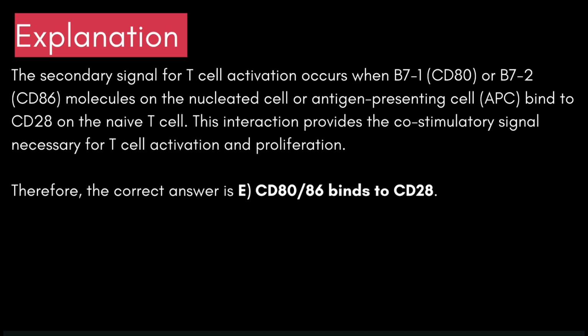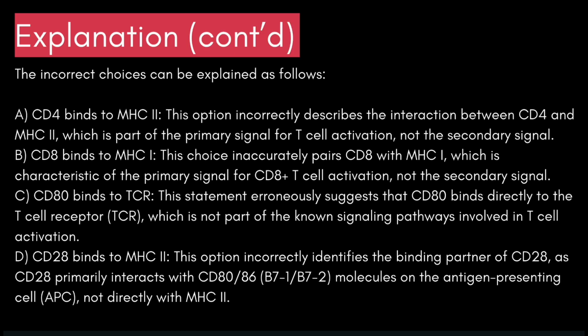Let's go ahead and take a look at why the other options are incorrect. CD4 binds to MHC2. This option incorrectly describes interaction between CD4 and MHC2, which is part of the primary signal for T cell activation, not the secondary signal. CD8 binds to MHC1. This choice inaccurately pairs CD8 with MHC1, which is characteristic of the primary signal for CD8 plus T cell activation, not the secondary signal.